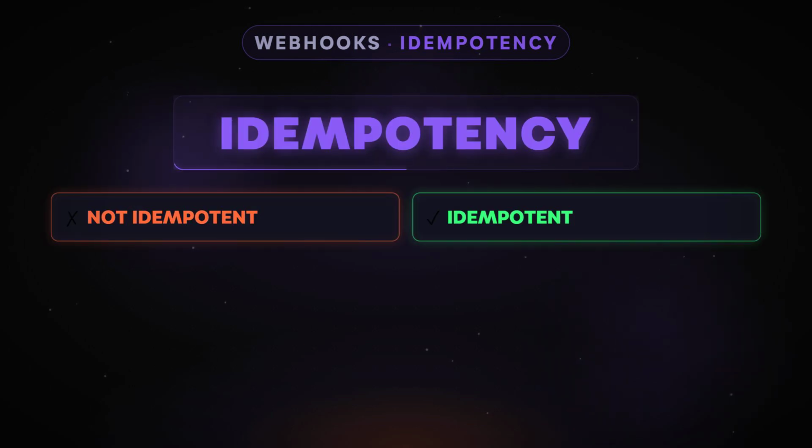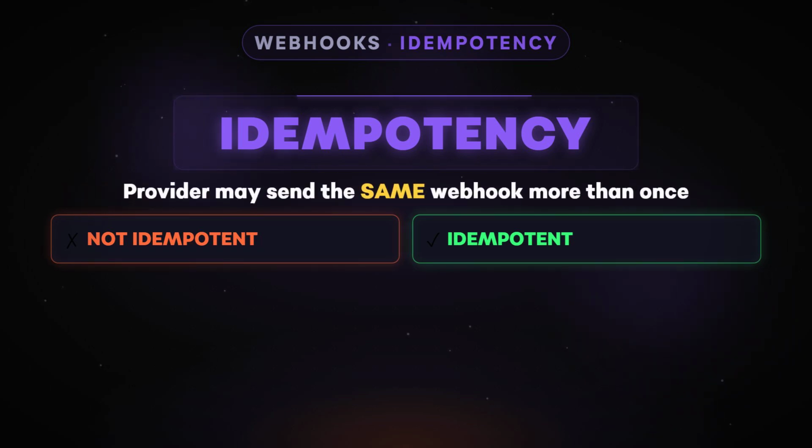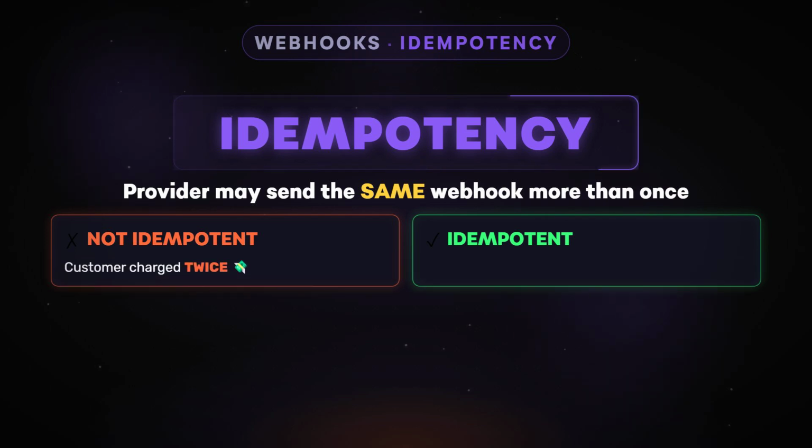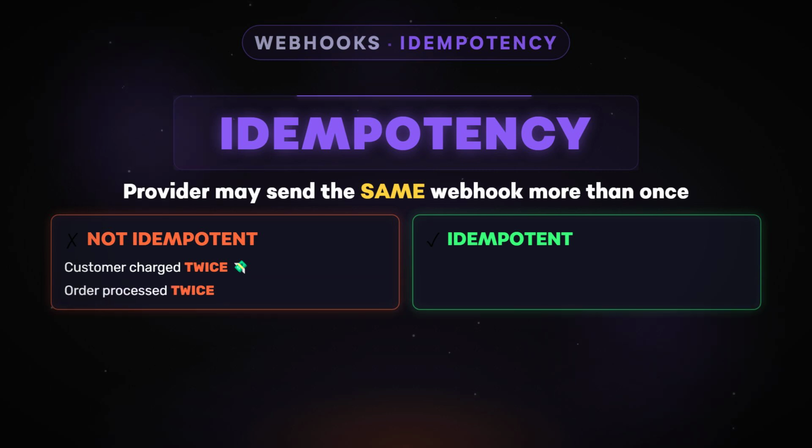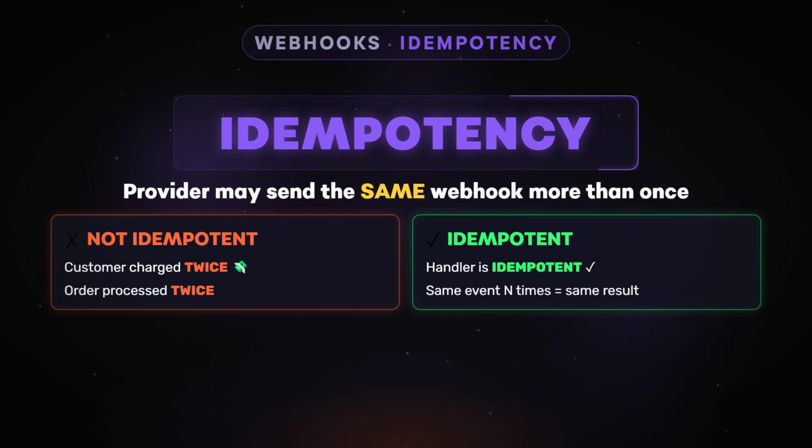Another important concept is idempotency. Sometimes a provider may send the same webhook more than once. For example, payment succeeded arrives twice. If we are not careful, the customer may be charged twice or the order may be processed twice. To avoid this, webhook handlers should be idempotent, meaning processing the same event multiple times should produce the same result.